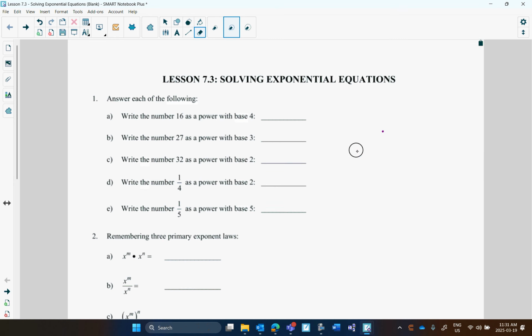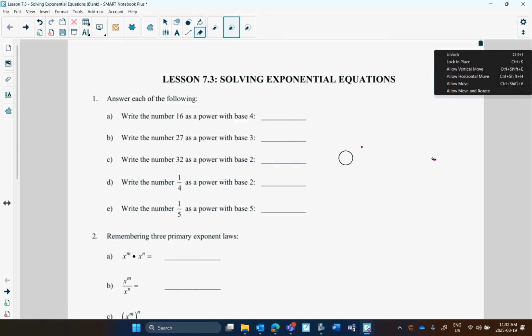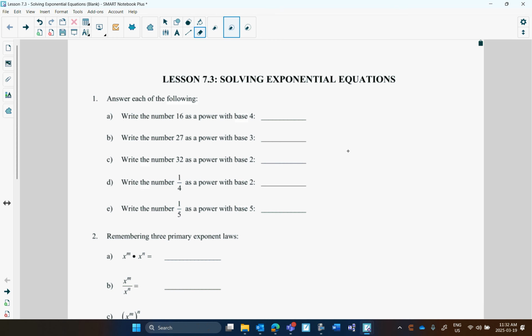Oftentimes, they may get a little harder. Now, all of a sudden, it's not that clear to do it in your head. But there is a way we can solve it algebraically without having to try a whole bunch of things in your head. So this is sort of the ultimate goal. But before we do that, we've got to be familiar with a couple of things with powers and exponents.